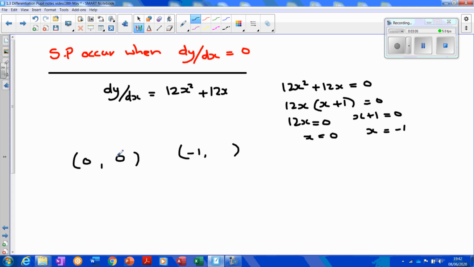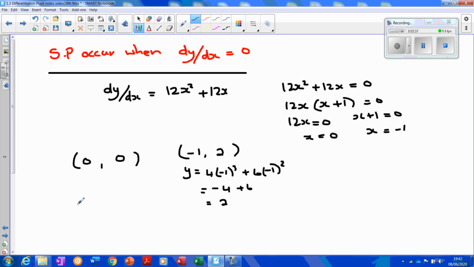This one here, we want to work out the y coordinate. Now I know the y coordinate is equal to 4 times x cubed, so it's 4 times minus 1 to the power of 3 plus 6 times minus 1 squared. Okay, when I work that out, 4 times minus 1 is minus 4. That gives us plus 1, 6 times 1 is 6. So that is 6, take away 4, and that is the point 2. Okay, so I've got the coordinates of my 2 stationary points.